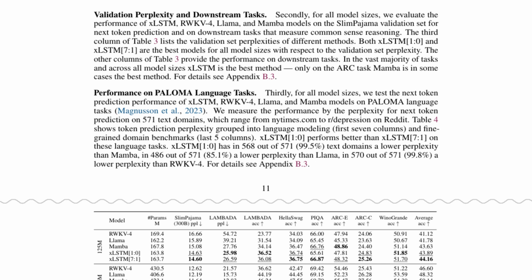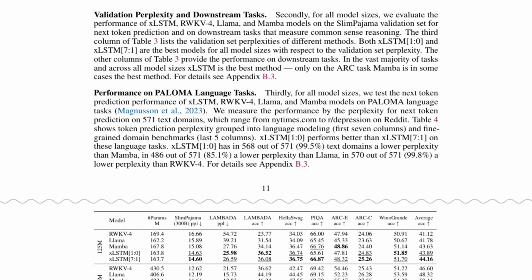Validation perplexity and downstream tasks. Secondly, for all model sizes, we evaluate the performance of xLSTM, RWKV4, Llama, and Mamba models on the SlimPajama validation set for next token prediction and on downstream tasks that measure common sense reasoning. The third column of Table 3 lists the validation set perplexities of different methods. Both xLSTM 1:0 and xLSTM 7:1 are the best models for all model sizes with respect to the validation set perplexity. The other columns of Table 3 provide the performance on downstream tasks. In the vast majority of tasks and across all model sizes, xLSTM is the best method. Only on the ARC task, Mamba is in some cases the best method. For details, see Appendix B.3.